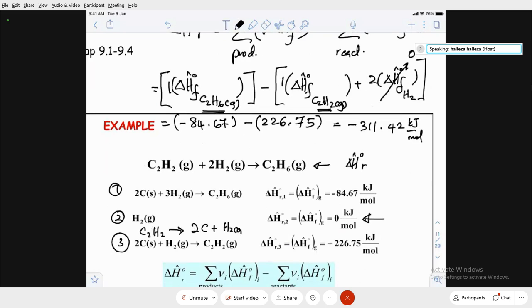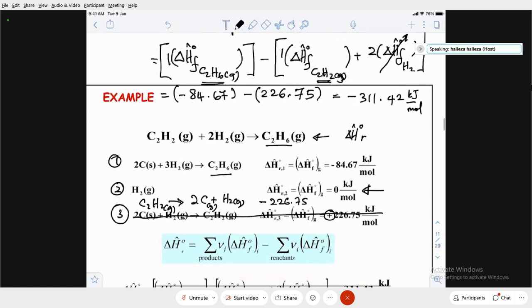Write down your phase. That's solid. This is gas. Okay, so this will also become a negative value, 226.75. Once you flip, you change the sign. Now it becomes negative. Okay, so now we're going to eliminate that part. Hydrogen gas is on the left-hand side. That's fine. C2H6 should be on the right-hand side. So the equation stays as it is.